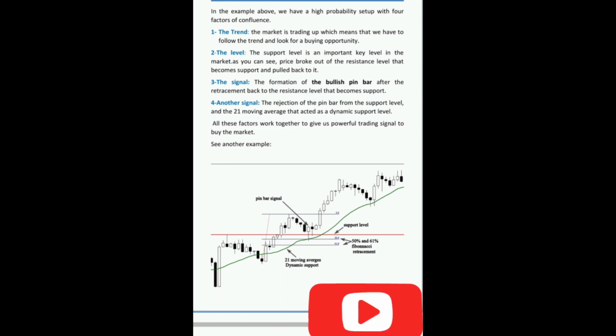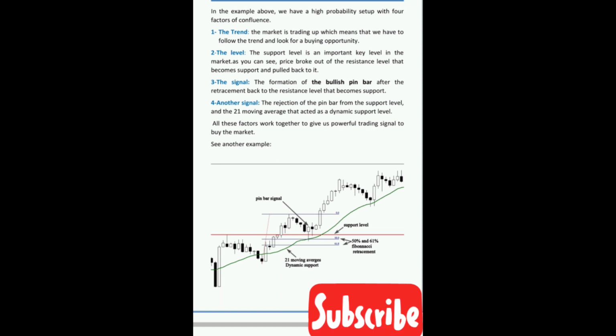3. The signal: the formation of the bullish pin bar after the retracement back to the resistance level that becomes support. 4. Another signal: the rejection of the pin bar from the support level, and the 21 moving average that acted as a dynamic support level. All these factors work together to give us a powerful trading signal to buy the market.